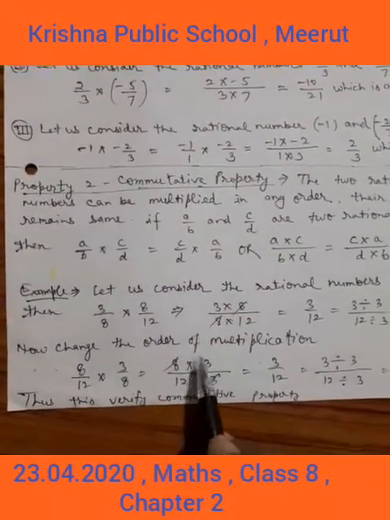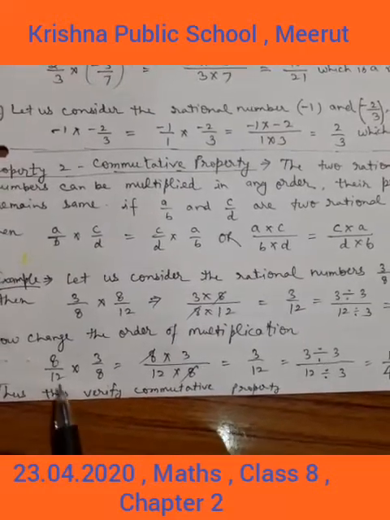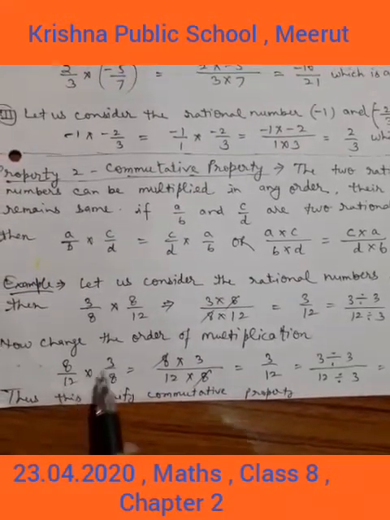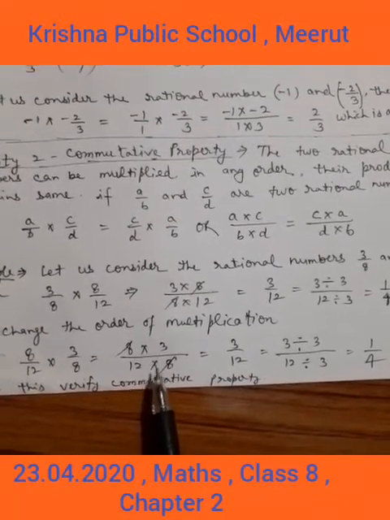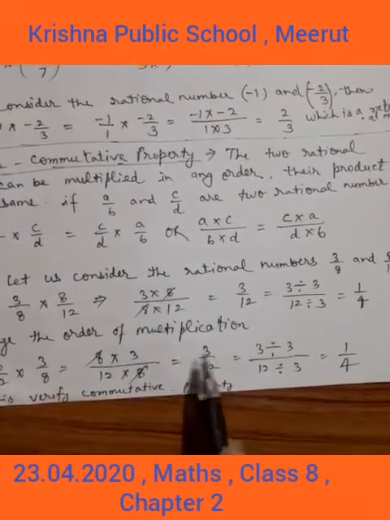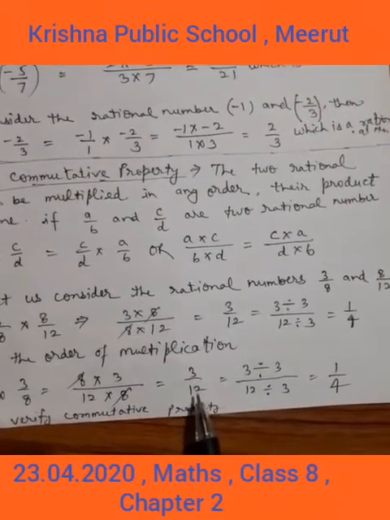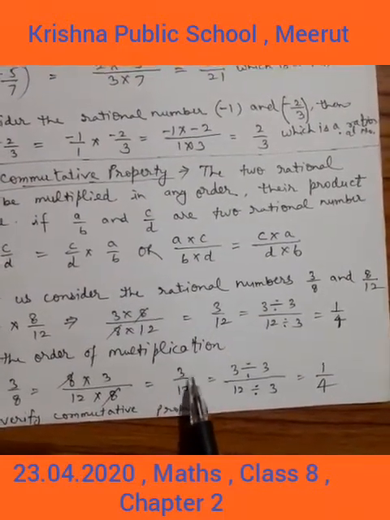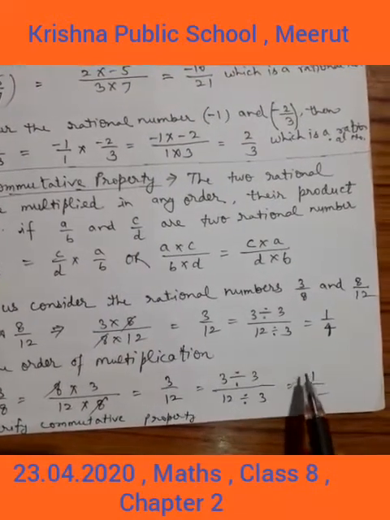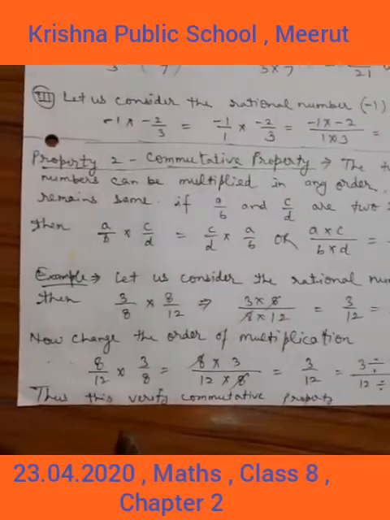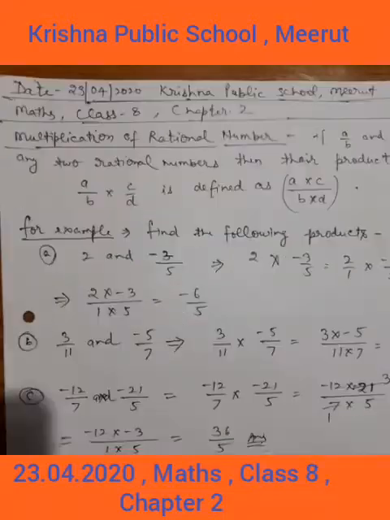Now change the order of multiplication, meaning 8 upon 12 we will write first, that is 8 upon 12 into 3 upon 8. Then we will multiply both terms, 8 into 3 upon 12 into 8. Again we will divide by 8, it is equal to 3 upon 12. Then again we will divide by 3. 3 divided by 3 upon 12 divided by 3 is equal to 1 upon 4. Thus this verifies the commutative property.